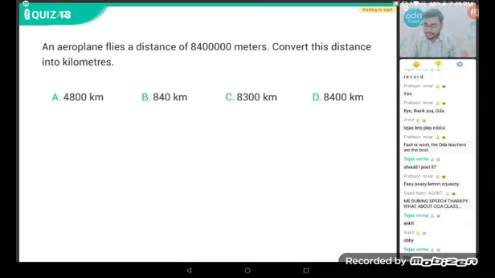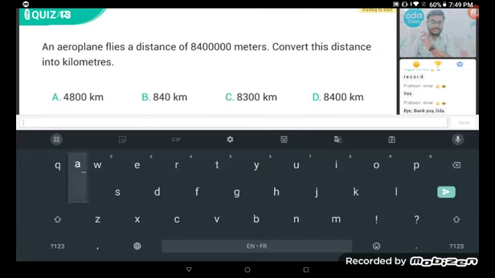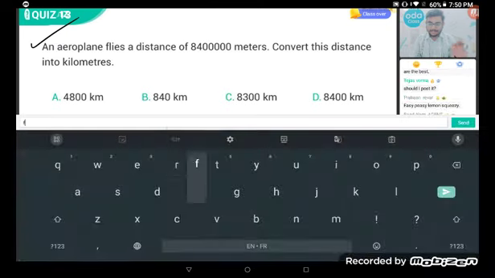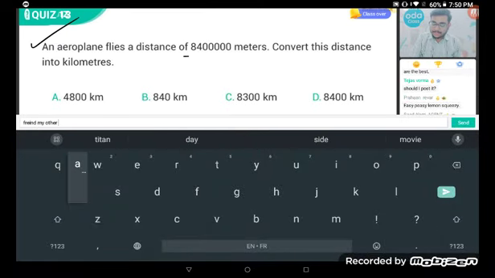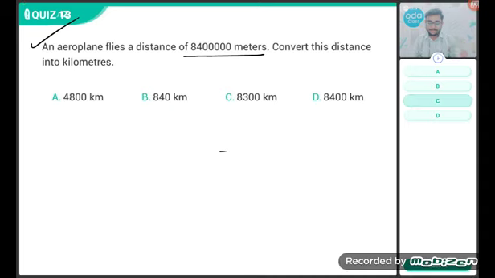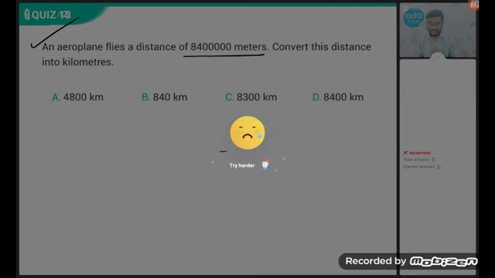I'm going to give you one more question. So are you all ready? An aeroplane flies a distance of this many meters. Convert the distance into kilometers. Very important. No one should leave the class, beta. Everyone stay in the class.